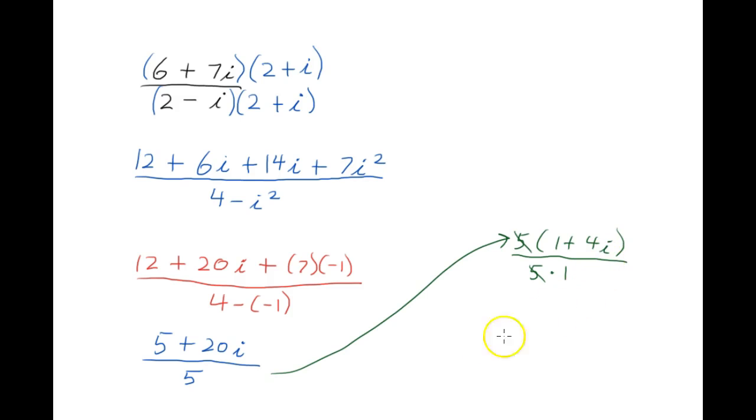So now I have 1 + 4i in the numerator over 1. So I have 1 + 4i, and that is the final answer. I hope that helps.